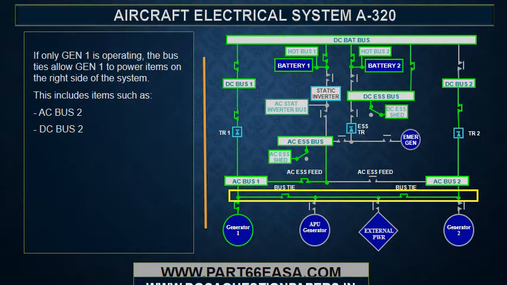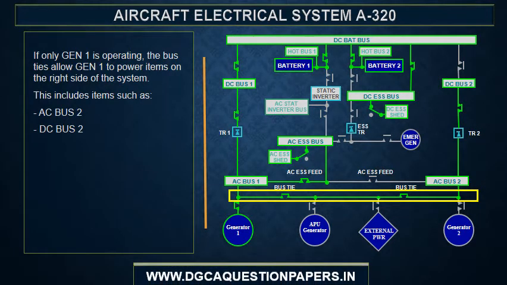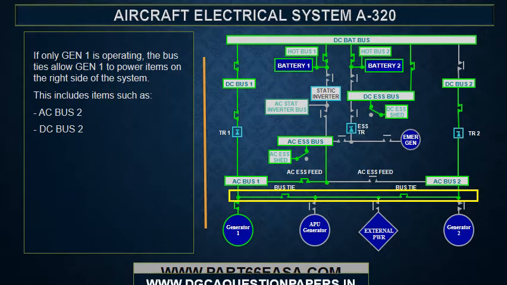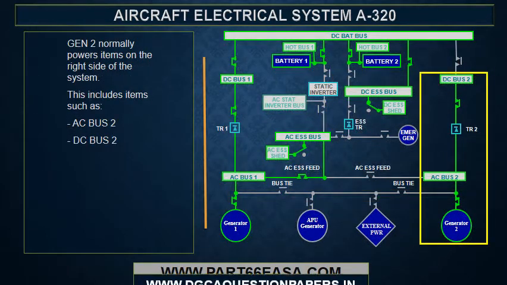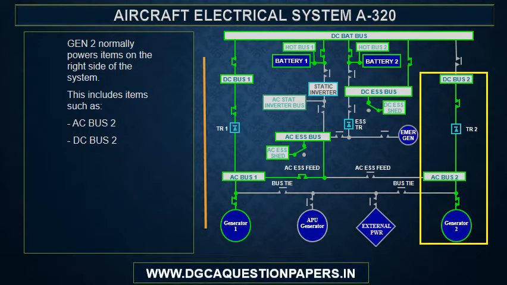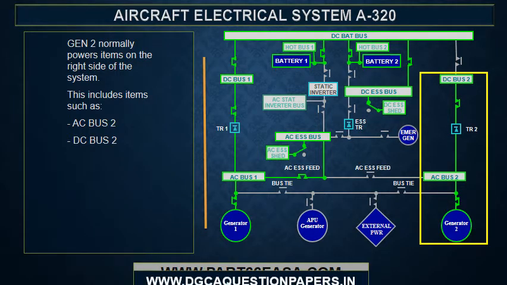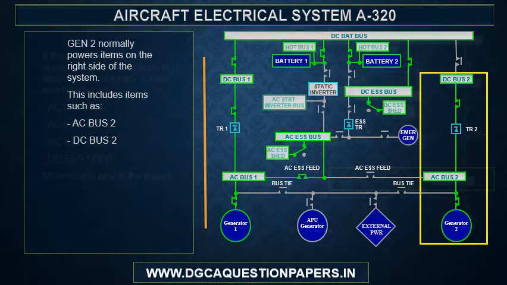If only Gen 1 is operating, the bus tie allows Gen 1 to power items on the right side of the system. This includes items such as AC Bus 2 and DC Bus 2. Gen 2 normally powers items on the right side of the system. This includes items such as AC Bus 2 and DC Bus 2.